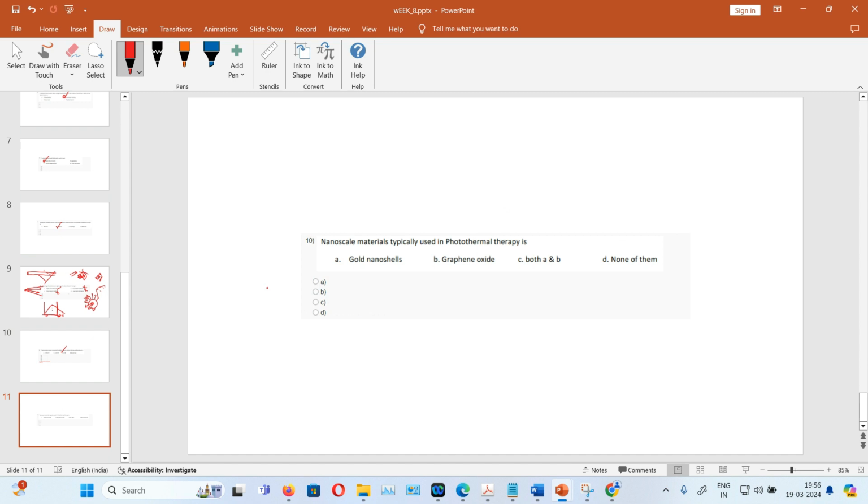Nanoscale materials are typically used in photothermal therapy. Photothermal therapy is something in which the interacted light with the material will create a thermal effect at the surface. So you can see what things can be used for this thermal effect. The gold nanoparticle is a very good thing for doing this.